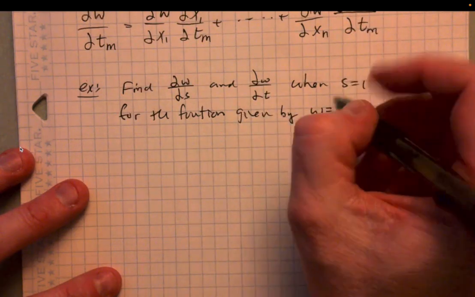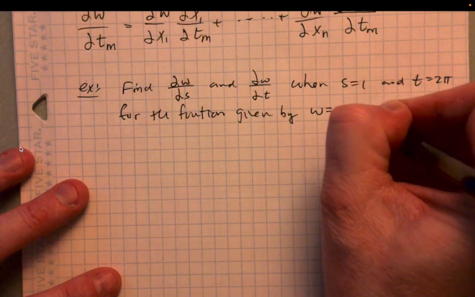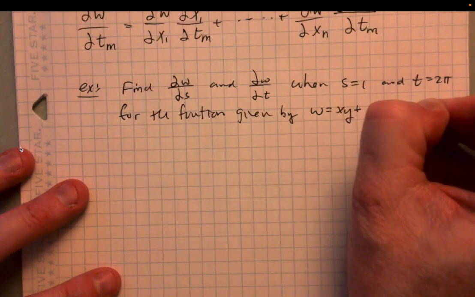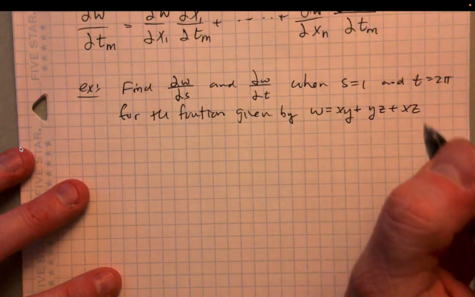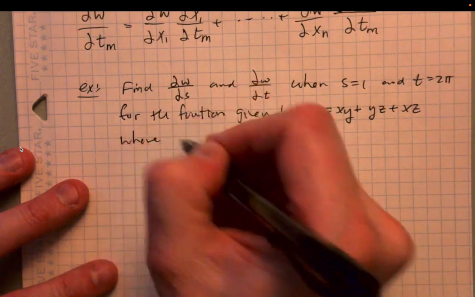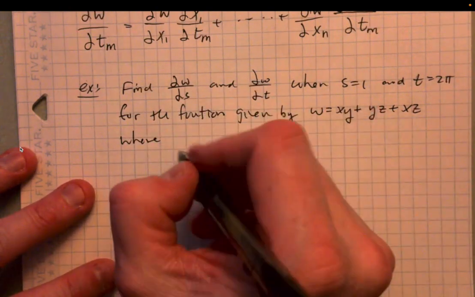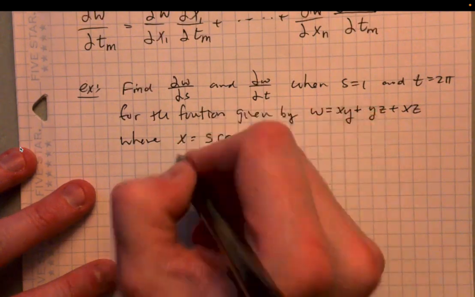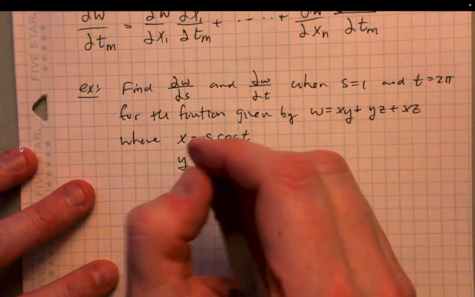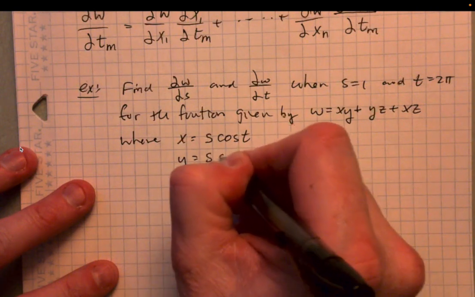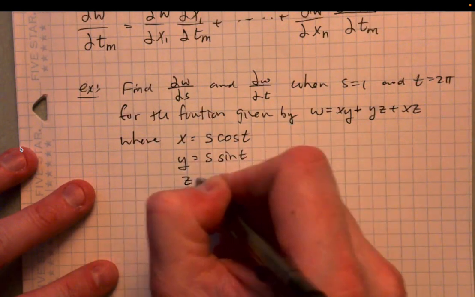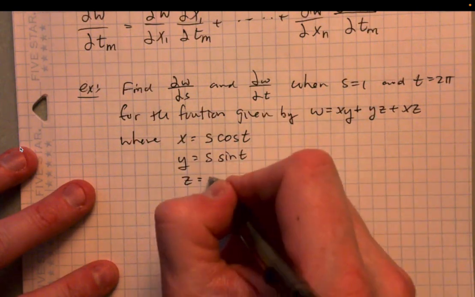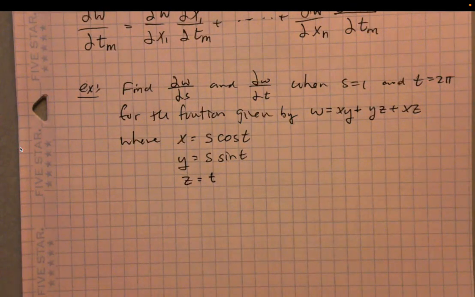W is equal to xy plus yz plus xz, where, so you've got x, y, and z here. So where x is equal to s cosine of t, y is equal to s times the sine of t, and z is equal to t. Okay, so kind of writing these all out.